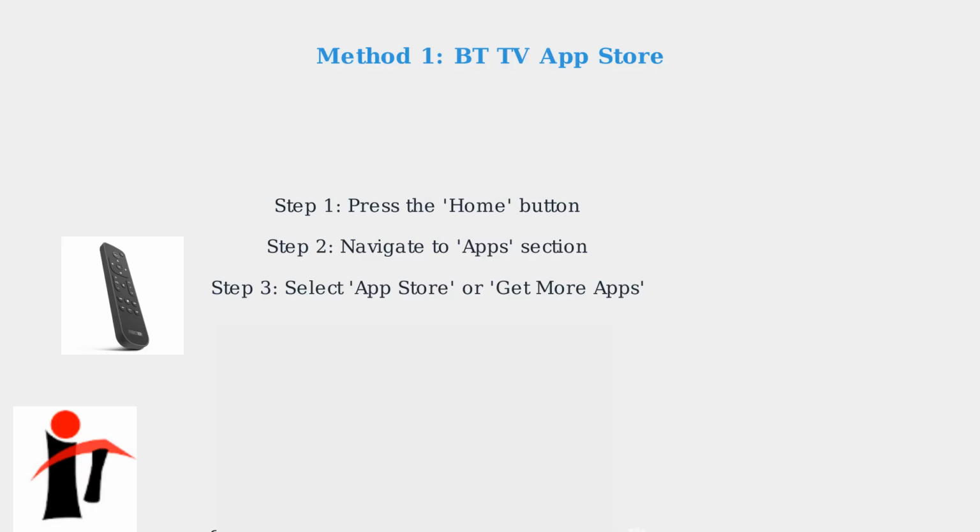Step 4. Browse categories or use the search function to find your desired app. Then select the app and press Install. Wait for the download and installation to complete automatically. The second method is using the Google Play Store, which is available on newer Android TV-based BT boxes.